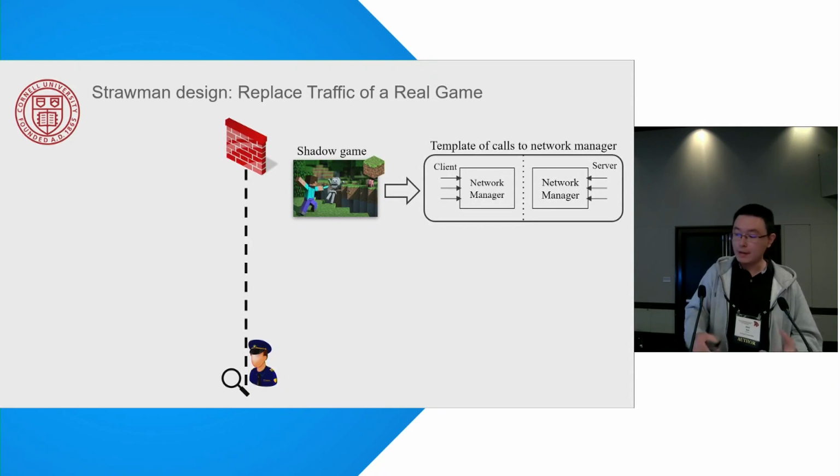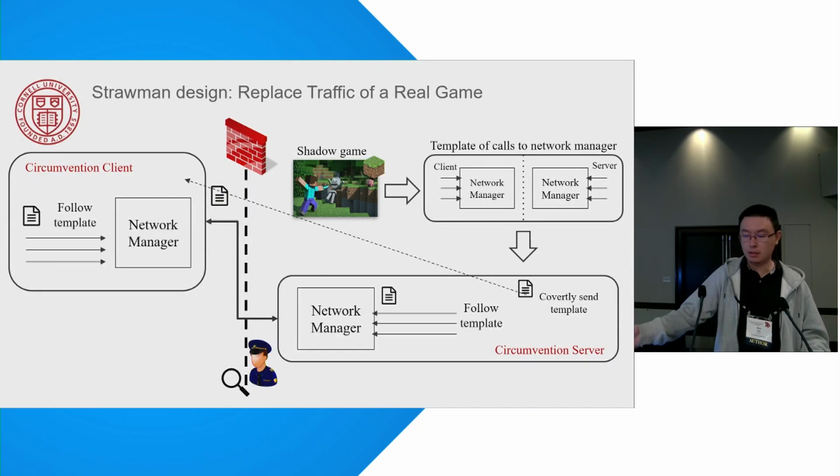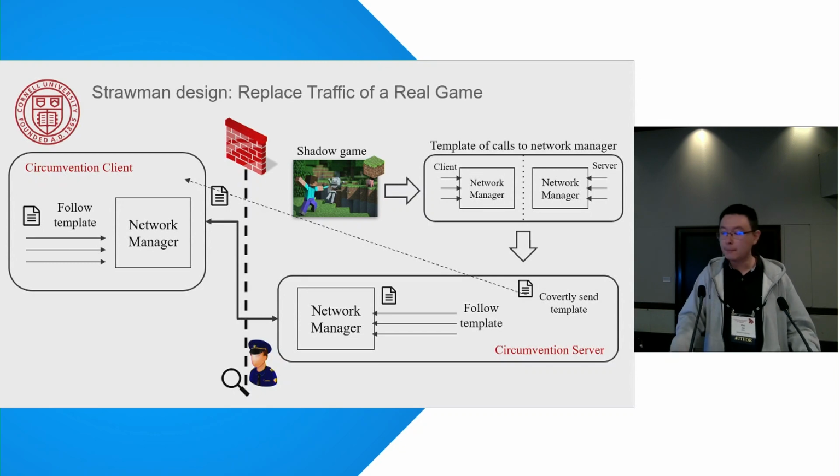First, it runs an unmodified shadow game in advance to record every function call to the game's network manager and stores the timestamp and sizes of the arguments, which forms the deterministic model we call template. Then the template is sent to both the circumvention server and client. To send covert data, both the client and server follow the template but replace the message content with covert data.